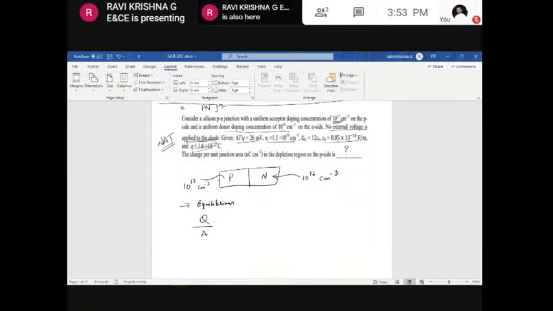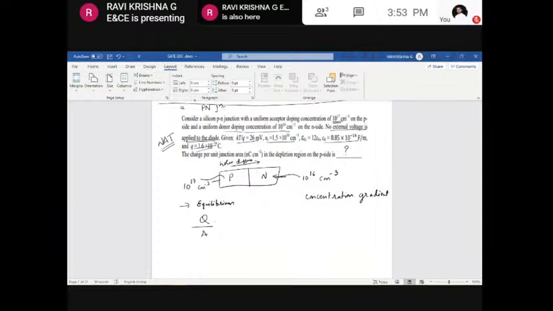Whenever we consider the PN junction under equilibrium condition, what happens? Because of the concentration gradient, the majority charge carriers will diffuse from the higher concentration region to the lower concentration region. Here the majority charge carriers are the holes, and these holes will diffuse from the P side to the N side, in this direction.